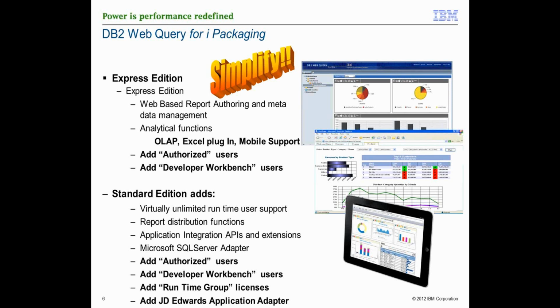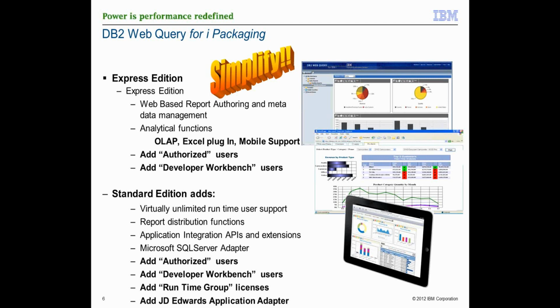In addition to that, if you have a need for additional users, you can do that as well with the Standard Edition. So you can add additional authorized or named users, just as you could with the Express. You can also add developer workbench users, and you can add additional runtime groups as well.